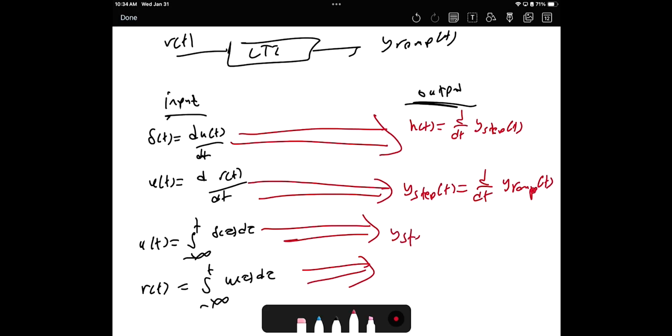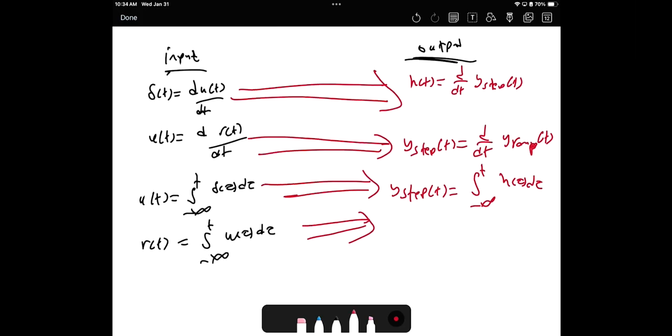Or when we have y step of t, it will be the integral from negative infinity to t, h of tau d tau. And the same thing for y ramp of t equals the integral from negative infinity to t, y step of tau d tau. So as a result, if you find the impulse response alone, you can find the ramp and the step in an easy way by doing the integrations. Or if you have the step, you can find the impulse by differentiation, ramp by integration, and so on. Okay?